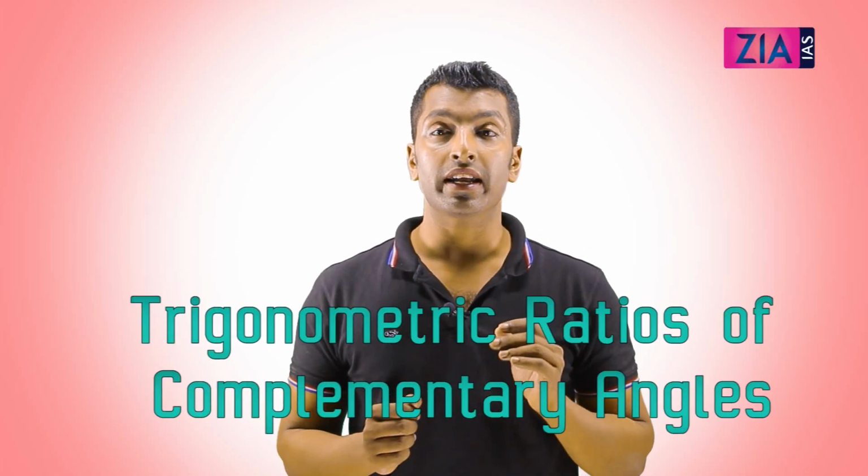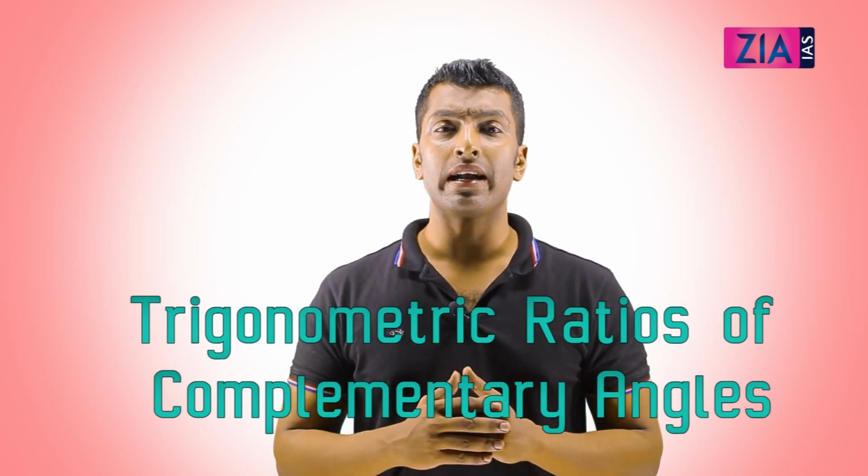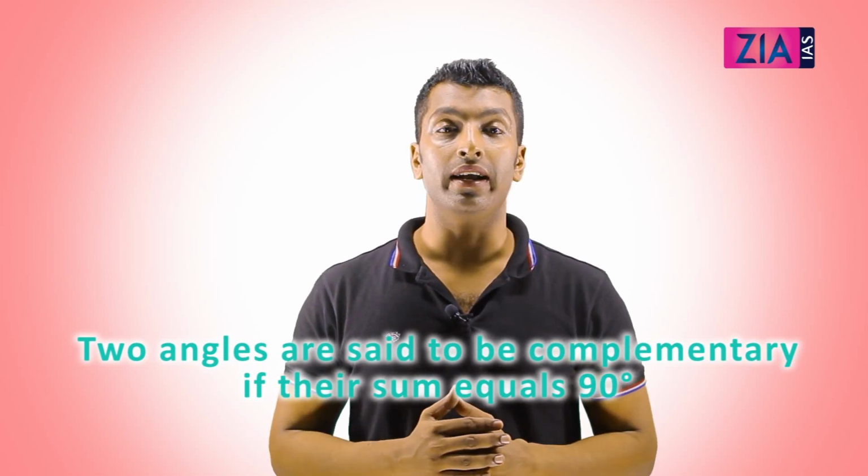Hi, in this session we will look at trigonometric ratios of complementary angles. Now, what do you mean by complementary angles? Two angles are said to be complementary if their sum is equal to 90 degrees.